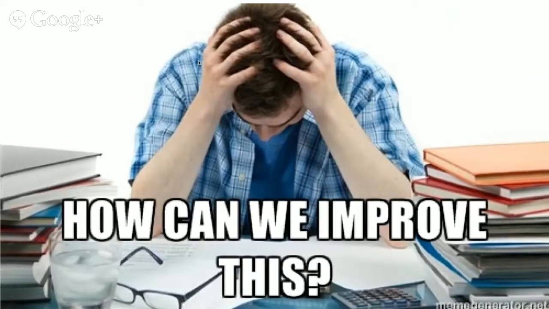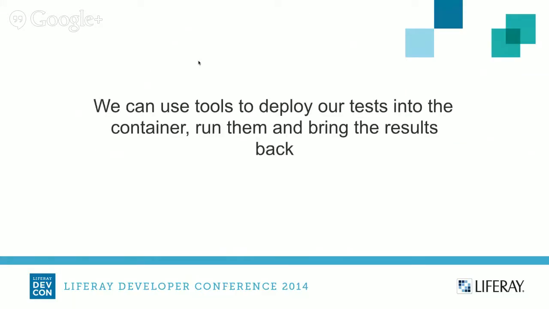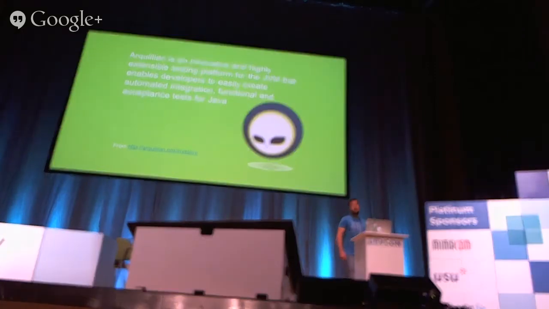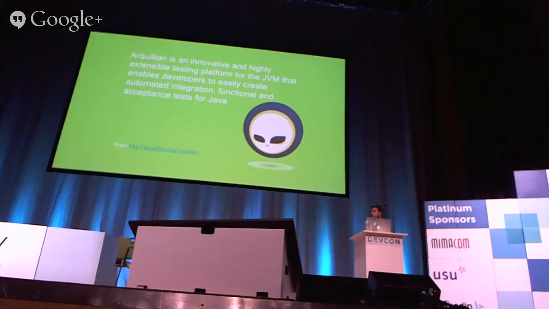So how can we improve this? What can we do to make this easier? So we are going to use tools to deploy our tests into the container, which will be JBoss, Tomcat, whatever container you're using to run Liferay. We are going to run the test there and then bring the result back, in a way which is transparent for your tools, so they know how to gather the results and send them to you. So you can automate it for free. And we're going to use Arquillian for this.